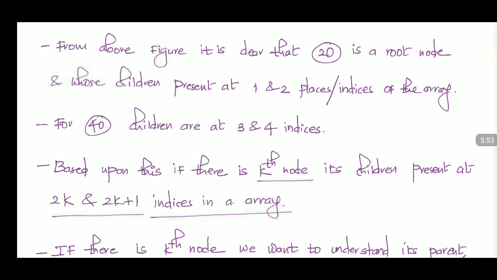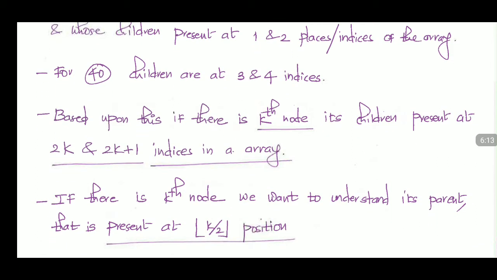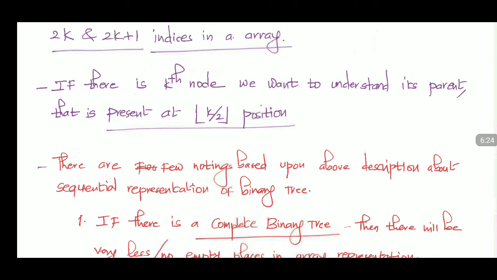Based upon this, we will try to write some formulation. If the root is present at the kth node, then its child nodes are present at the 2k and 2k plus 1 indices in the array. If there is a kth node and we want to find its parent, then the parent is present at the k by 2 position.